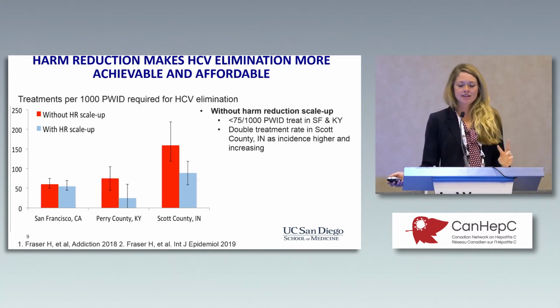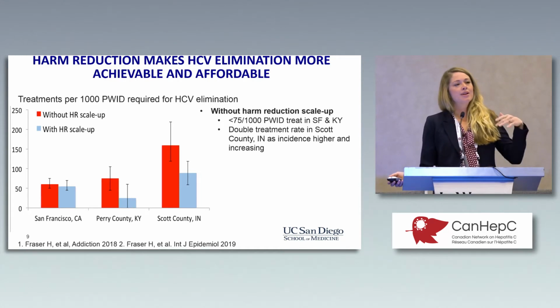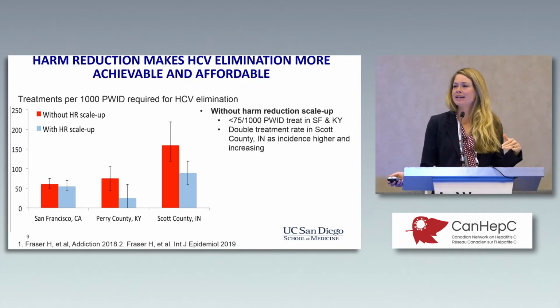So for example, in Kentucky and Indiana, if we combine treatment scale-up with harm reduction scale-up, it halves the number of treatments we need in order to achieve elimination because they're preventing new infections, and harm reduction is also preventing reinfection in those settings.